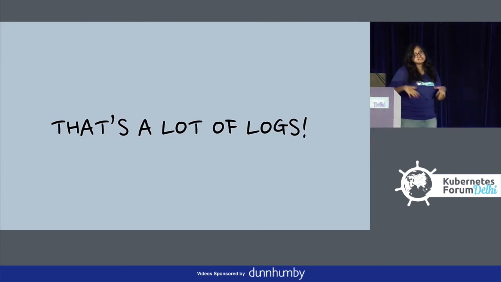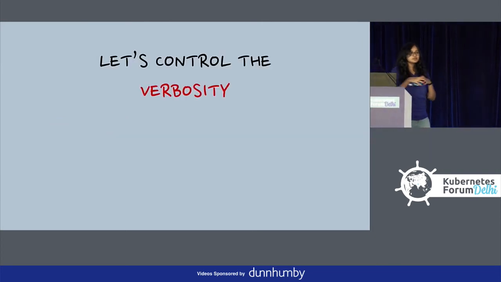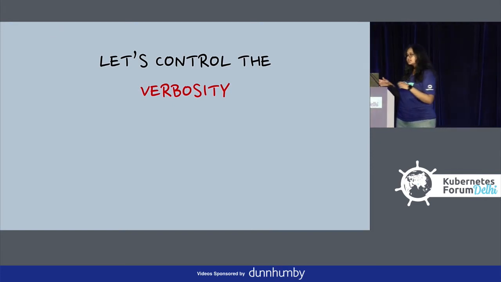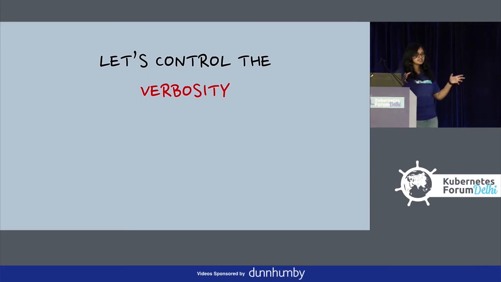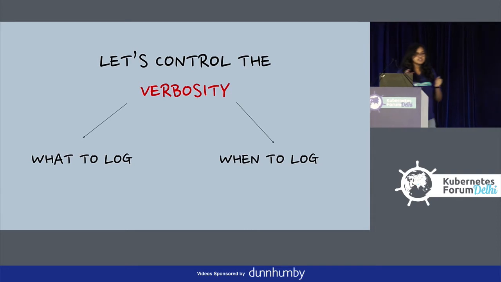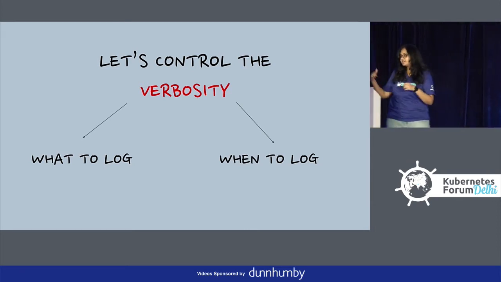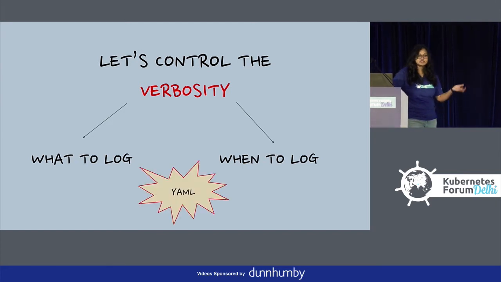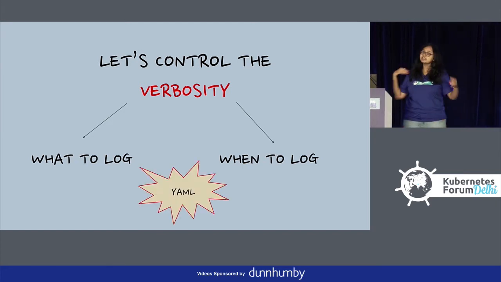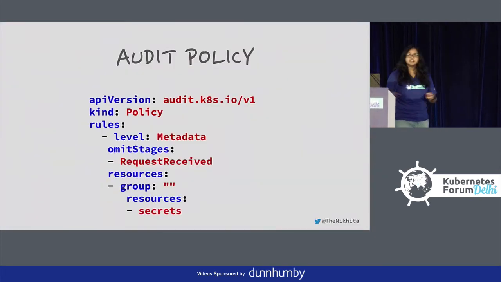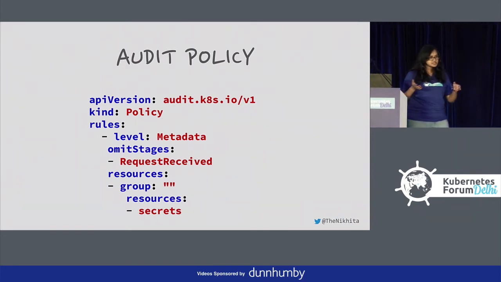To minimize this data and to control it, we'll control the verbosity of these logs. We'll tell Kubernetes that we care only about certain things and to log only those certain things. And we'll do that by telling it what to log and when to log it. And we'll do this by, no surprises, using YAML. Let's see how to get this running. How to tell Kubernetes what we care about. We'll use something called an audit policy for it.